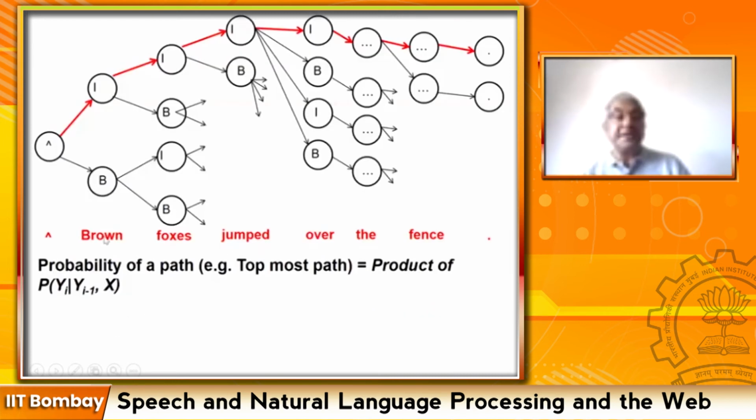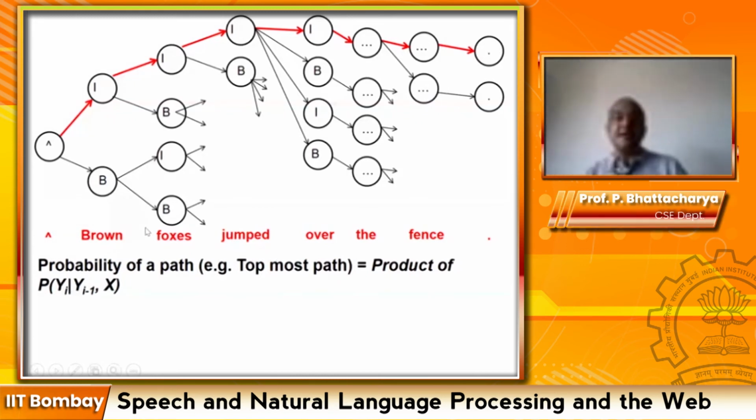Here the sentence is: brown foxes jumped over the fence. What will be the chunks? Brown foxes will be B and I. Brown foxes is one chunk. Jumped will be a one-word chunk. Over is a one-word chunk. The fence will be a two-word chunk. So B and I's will be placed this way based on the already learned probabilities from the training data.